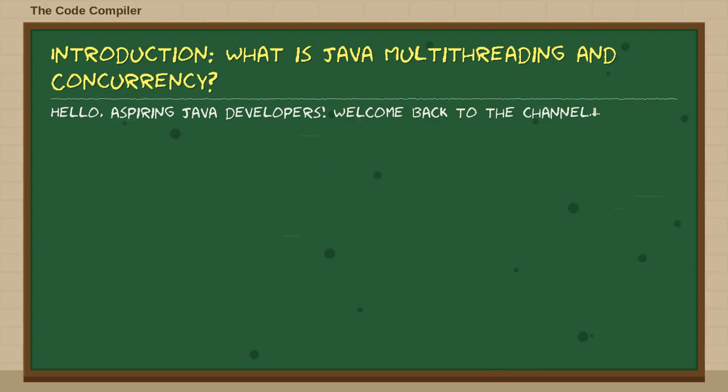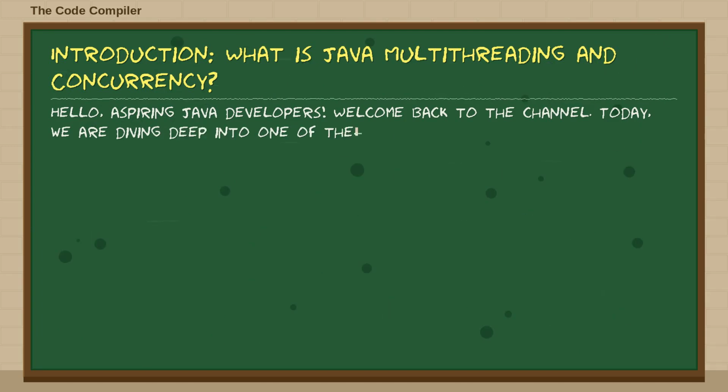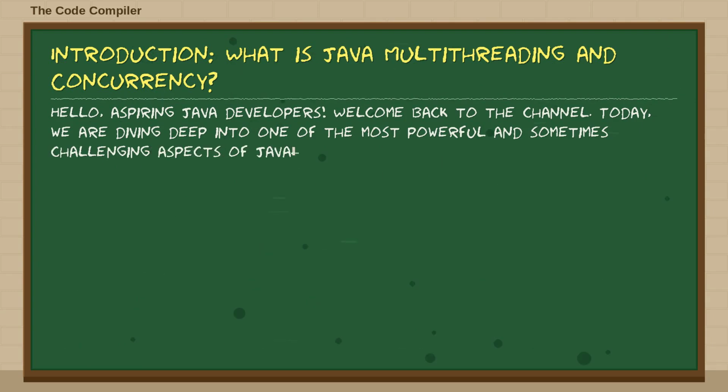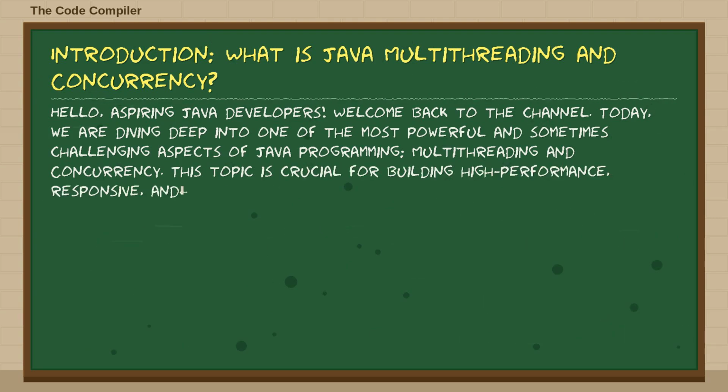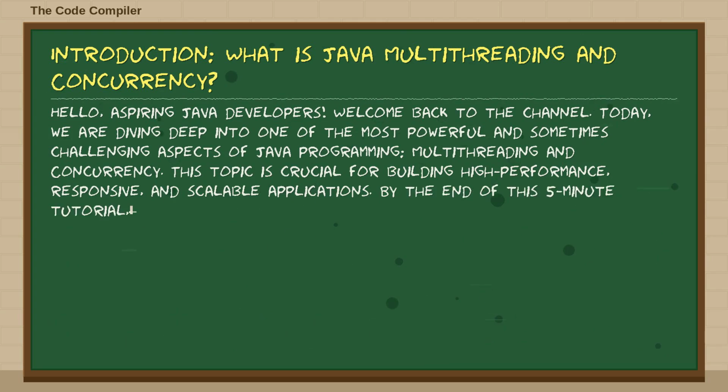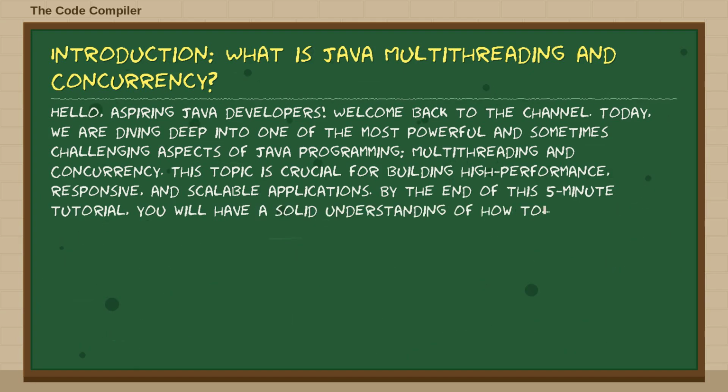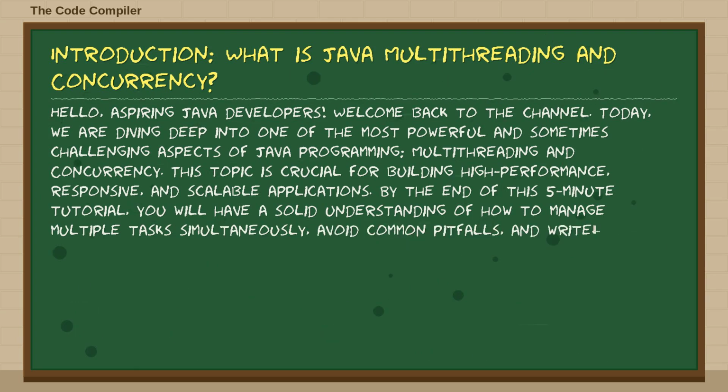Today, we are diving deep into one of the most powerful and sometimes challenging aspects of Java programming, multithreading and concurrency. This topic is crucial for building high-performance, responsive, and scalable applications. By the end of this 5-minute tutorial, you will have a solid understanding of how to manage multiple tasks simultaneously, avoid common pitfalls, and write efficient concurrent Java code.